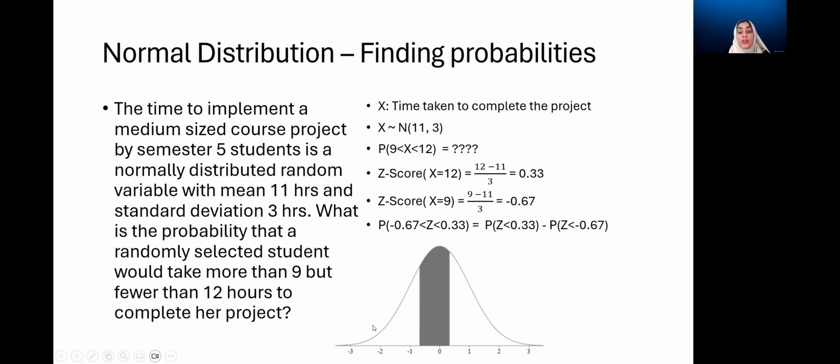Again, it is important that you draw the plot and mark the points and shade the area that you are looking for. So here, we get the probability against the z-score 0.33 as 0.6293 and for minus 0.67 as 0.2514, and the probability of observing a z value between these two values is 0.3779, which means there is a 37.79% chance that a randomly picked student would have taken more than 9 hours, but less than 12 hours to complete her project.